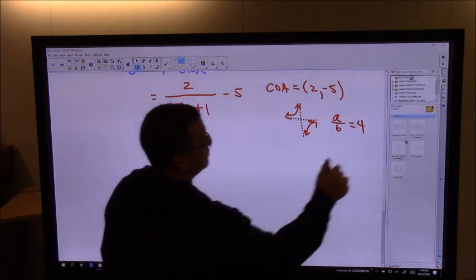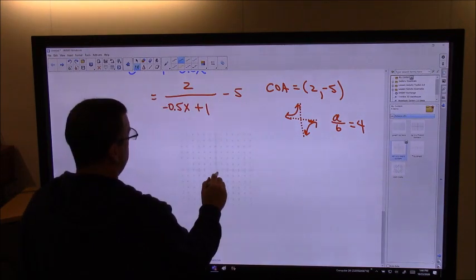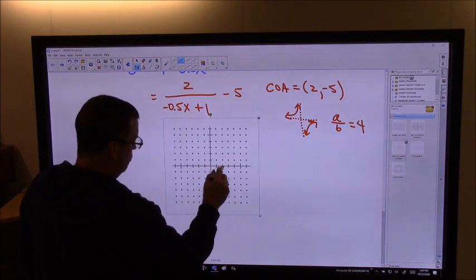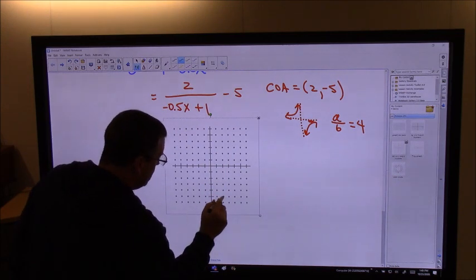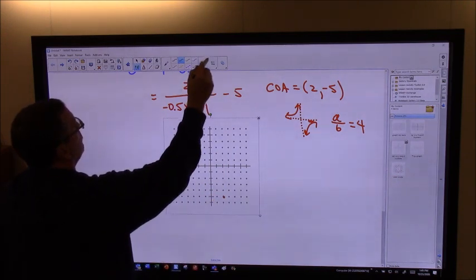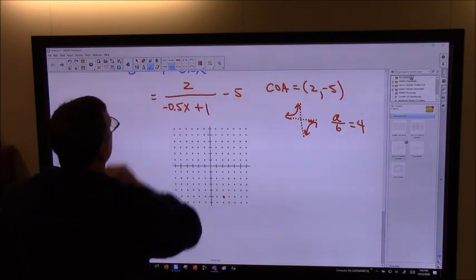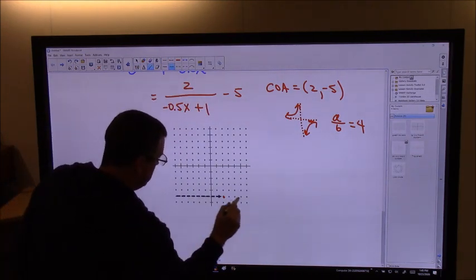Now I'm ready to graph this thing. So asymptotes are centered at 2, -5, which is right there. So let me get my dotted lines in. Let's see, I think I've got, yeah, let's do this. This is a better way to do the asymptotes.